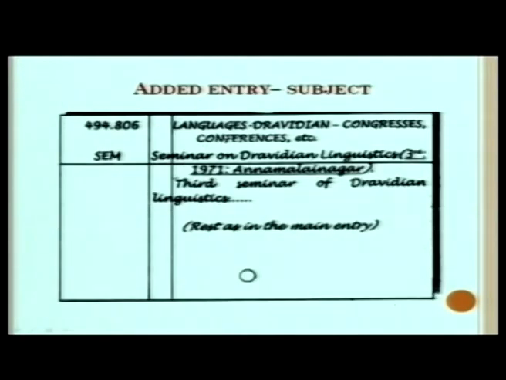So, the first one, Languages - Dravidian - Congresses, conferences, etc. Since I have been telling you, I hope you are very confident that you know how to write the subject heading on the top of the card, it has to be in capital letters. The rest of the fields have to be recorded in the same way as we have recorded in the main entry.